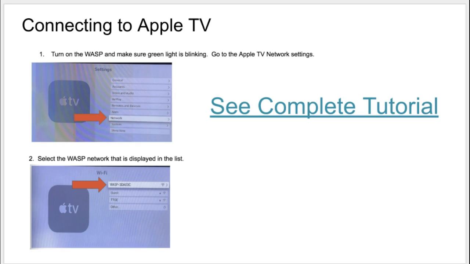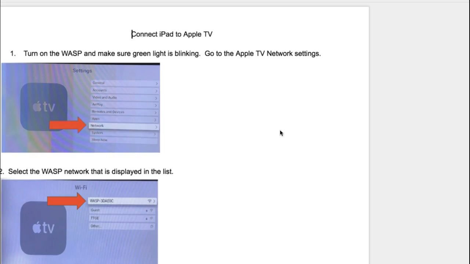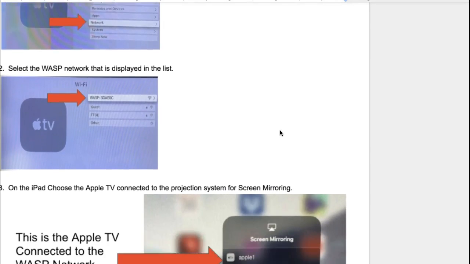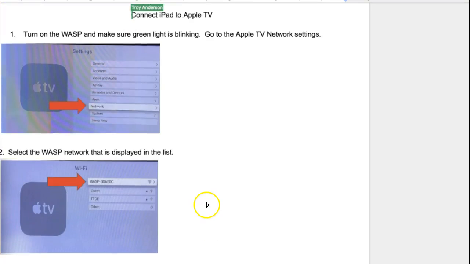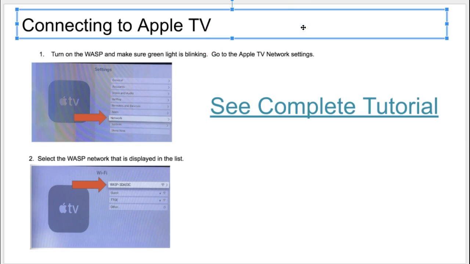Next is connecting to Apple TV. We've recently learned from the vendor that you can connect the Apple TV directly to the WASP, allowing you to mirror what's on the iPad to the projector. There's a document linked here that will describe the steps to go through that will allow you to connect that Apple TV to the WASP and then do your screen mirroring option. If you have any trouble with that process, we can help you connect with one of our district technicians that have troubleshot that process along the way.